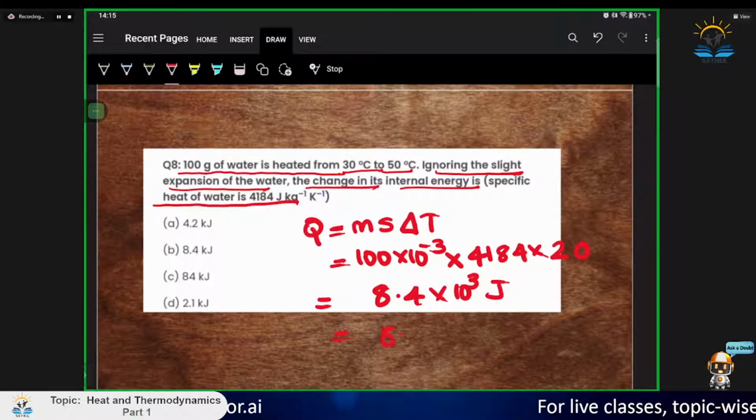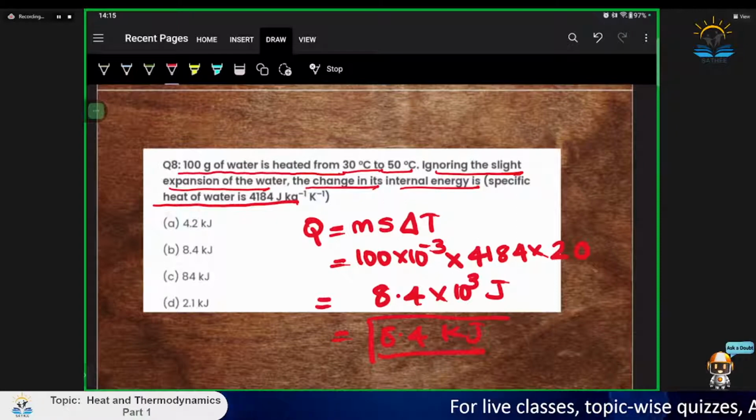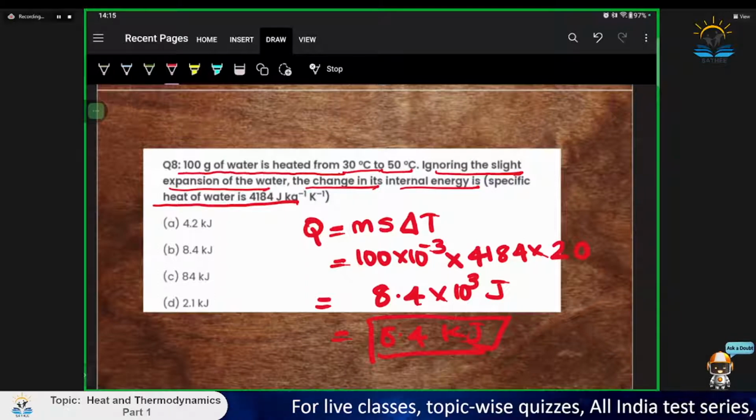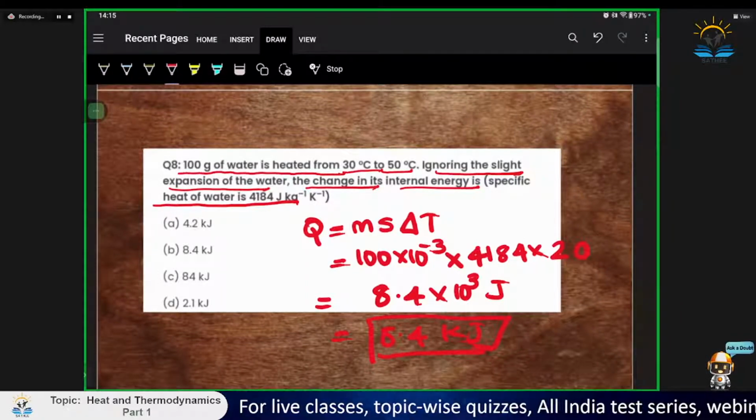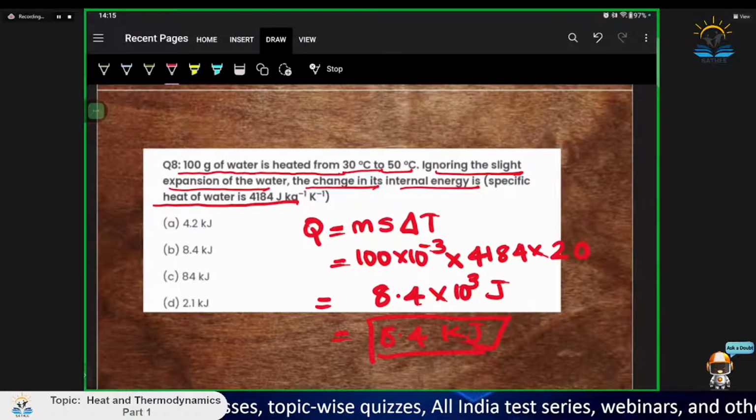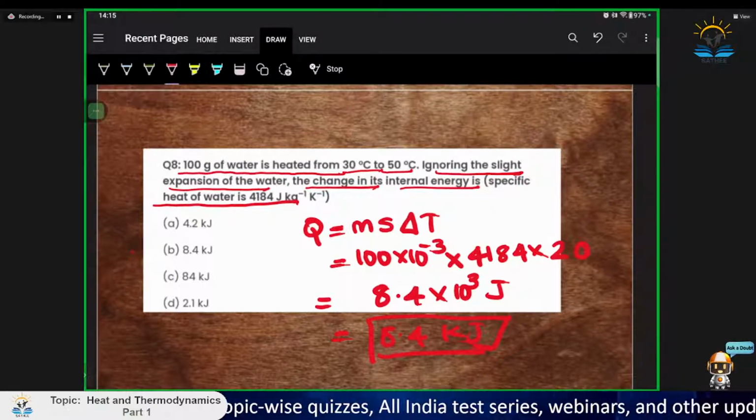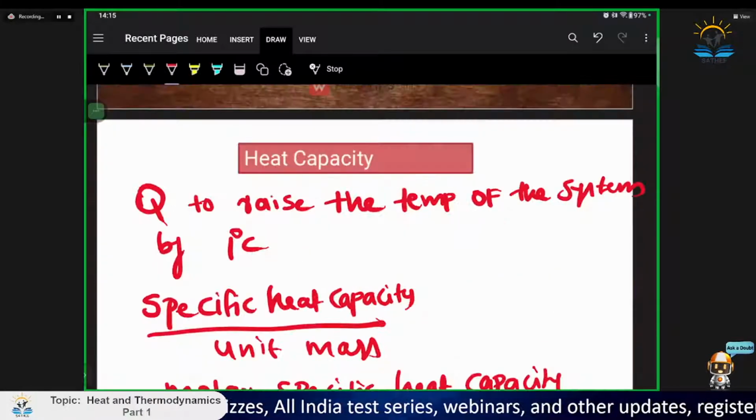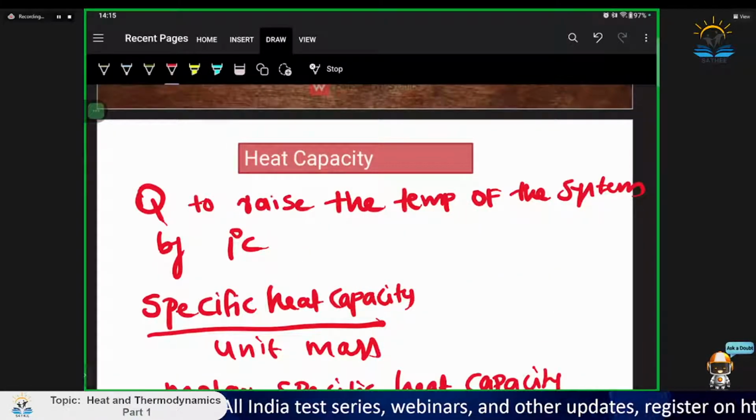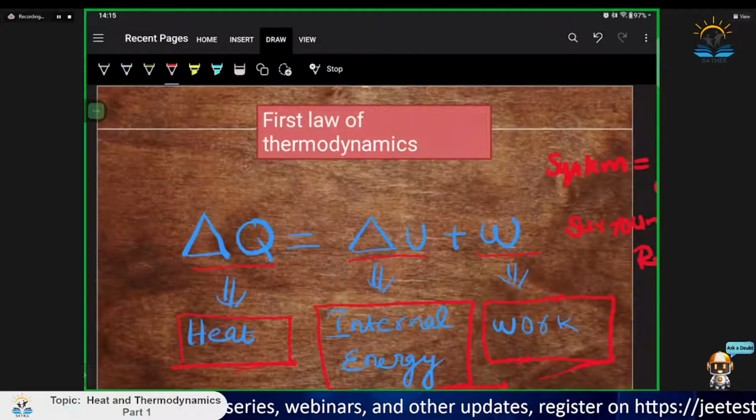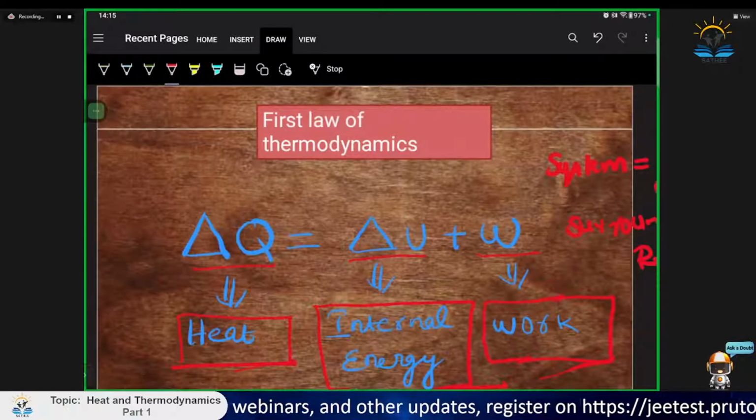So we understand, we use here both the concept of the first law of thermodynamics, that is heat given is used to do work, plus heat capacity. So the answer is 8.4 kilojoule. I hope everyone understands heat capacity and the first law of thermodynamics: delta Q is equal to delta U plus W, and temperature, heat, everything. Okay, fine. Now we are moving to the next topic.